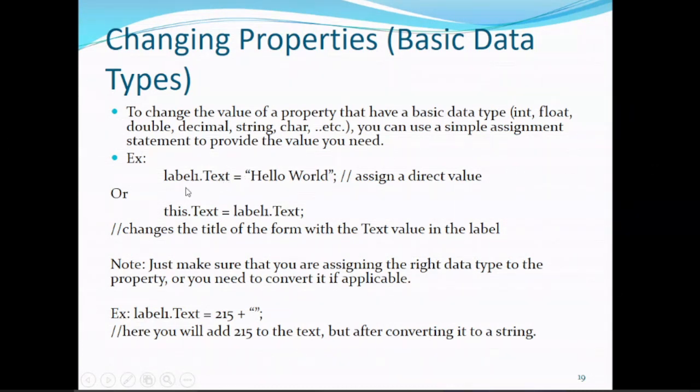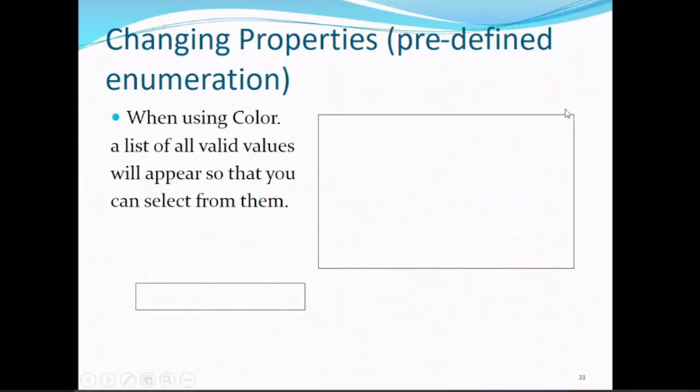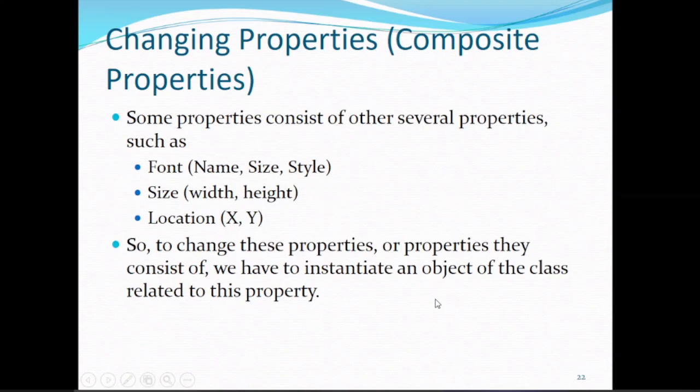For a string, we are assigning hello world to label 1.text. It should be enclosed within double quotes. When using color, a list of all valid values will appear so that you can select from them. Then font, size, location. Some properties consist of several other properties, such as the font. For the font you pass parameters as the name, size and style; size means width and height; location means x and y coordinates.